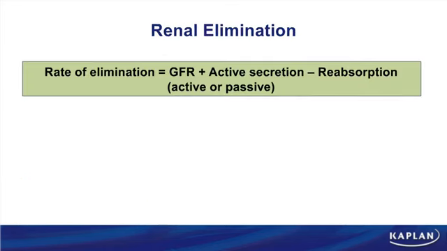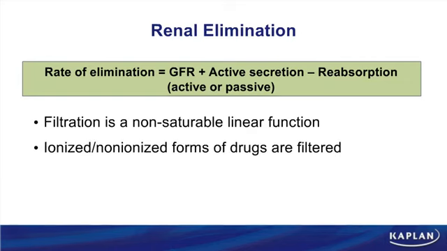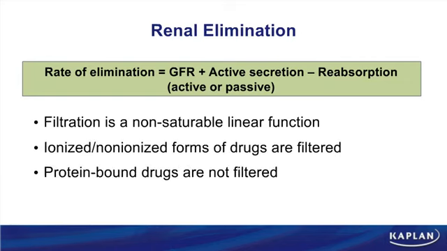When it comes to renal elimination, the rate of elimination is a function of GFR plus how much of the drug was actively secreted minus how much of the drug was reabsorbed, either actively or passively. So GFR plus secretion minus reabsorption. When you think about it, renal filtration is a non-saturable linear function. We've learned earlier that both ionized and non-ionized drugs can be filtered, but protein-bound drugs cannot.